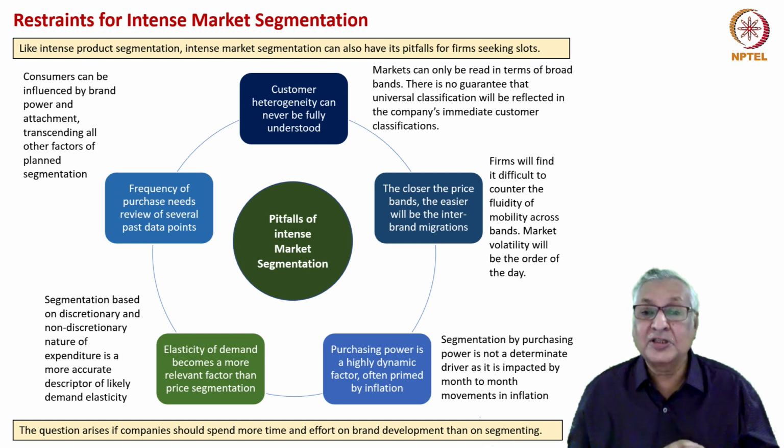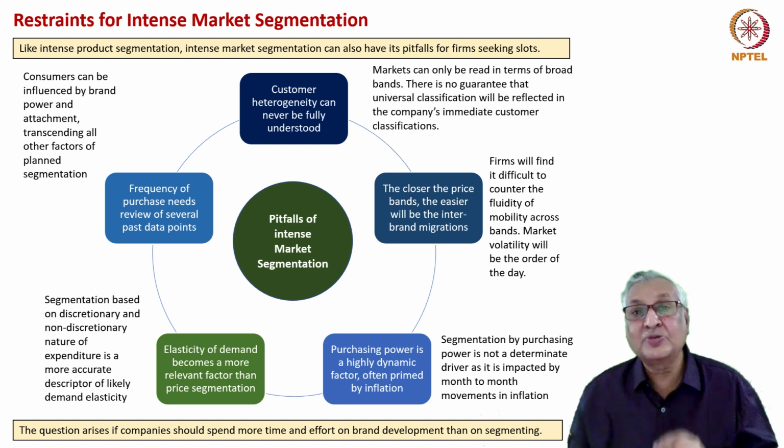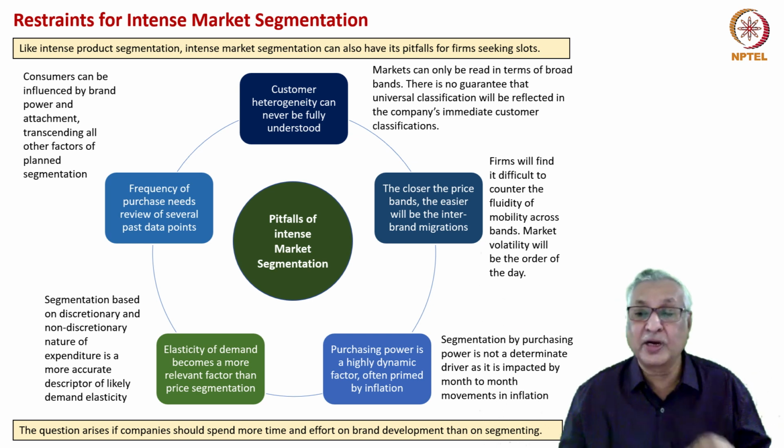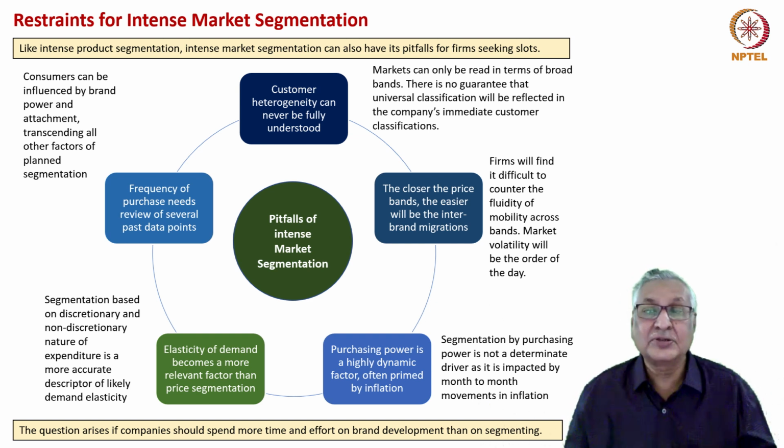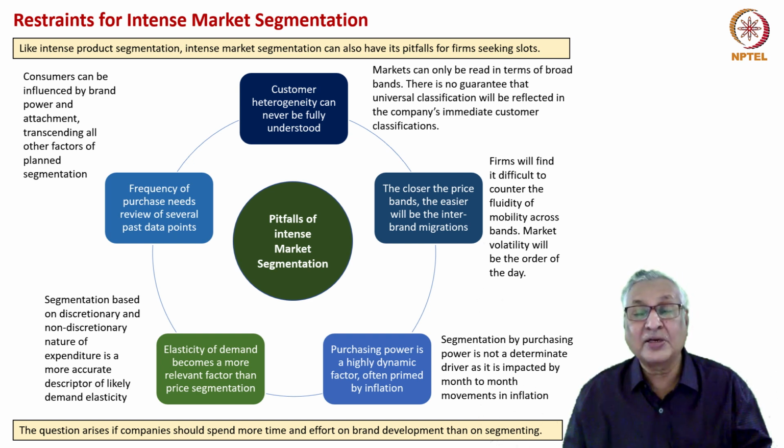Second, the closer the price bands, the easier will be the inter-brand migrations. Firms will find it difficult to counter the fluidity of mobility across price bands. Market volatility will be order of the day. When you have a product which is priced at 10,000 rupees and you have a product which is again priced at 12,000 rupees, the mobility between one price band to another price band is very easy to accomplish.